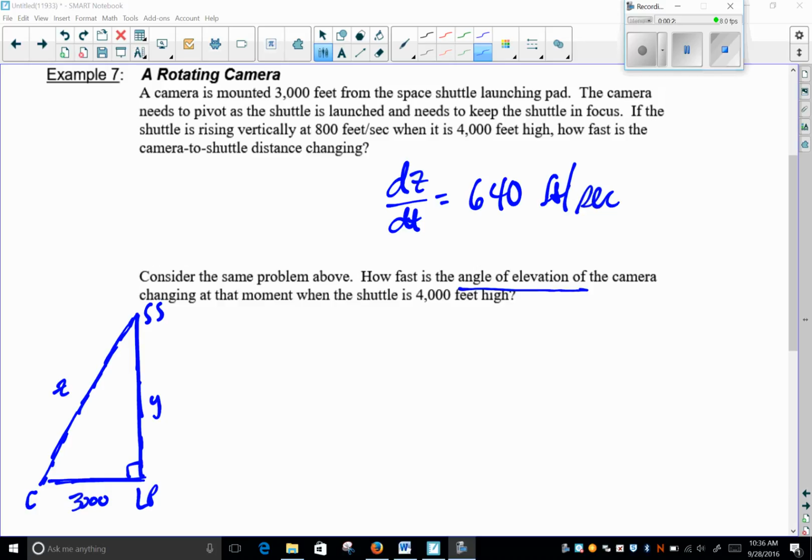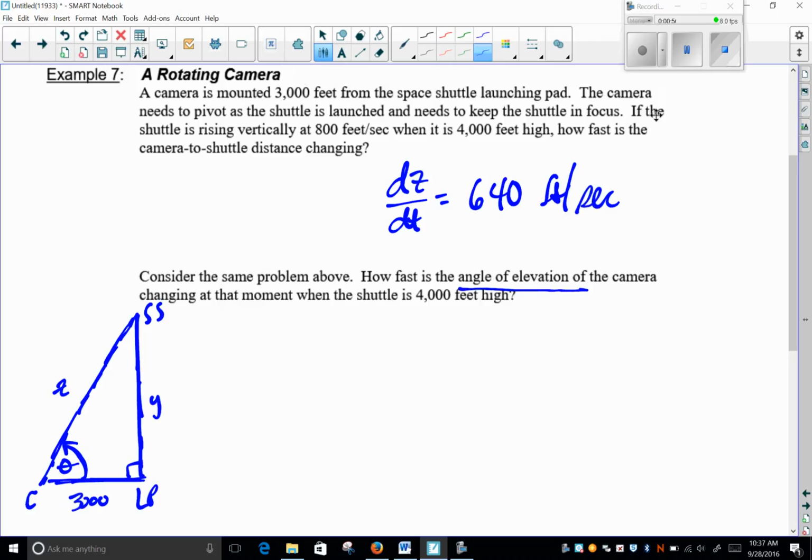Okay, the angle of elevation, we need to label that in our picture. So here we're going to call that angle theta. We just traditionally call the angle theta. We know that 3,000 here is a constant. Y and Z are still changing, but our camera is moving so as to keep the space shuttle in focus if we go back to the original problem.